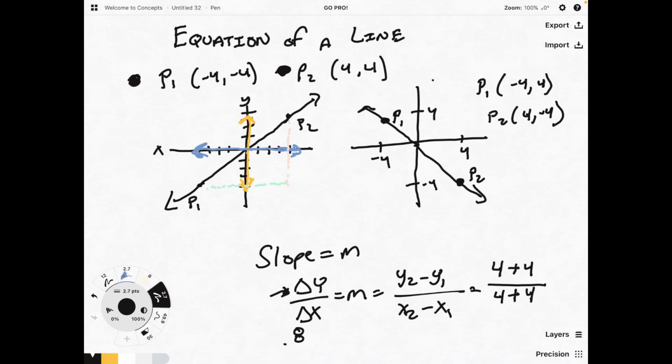Reduces down to 8 over 8, and this is equal to m, and 8 over 8 is equal to 1. Now, we also know that 1 is equal to 1 divided by 1. And the reason why I'm writing this is because this will tell us the change in y, so the rise, and this will tell us the run.